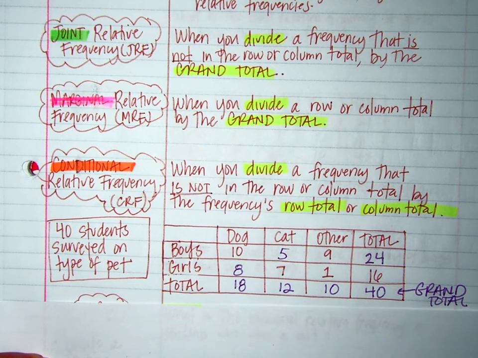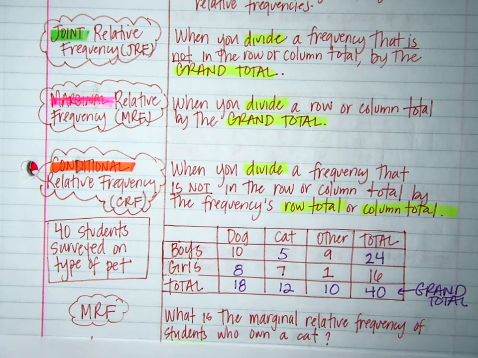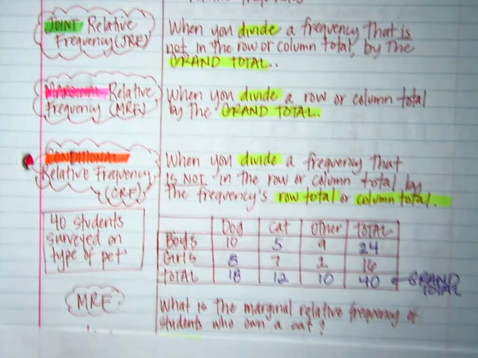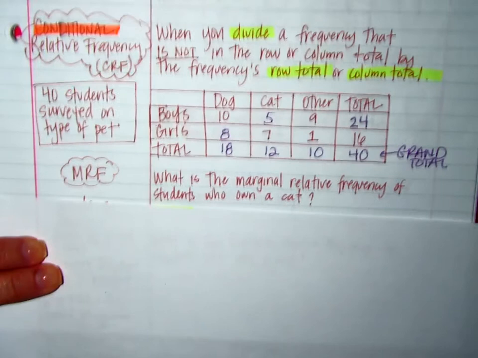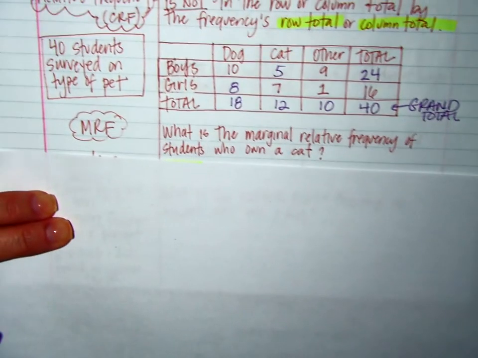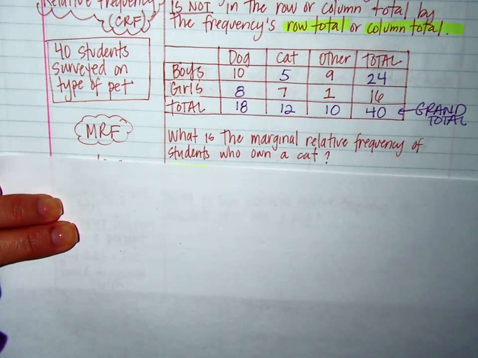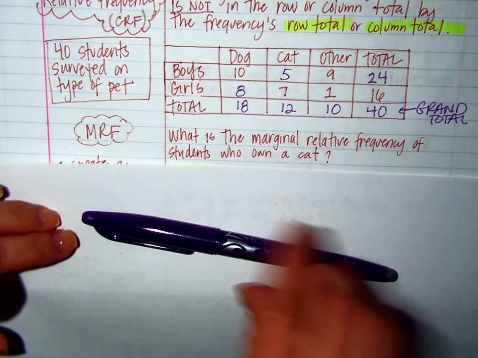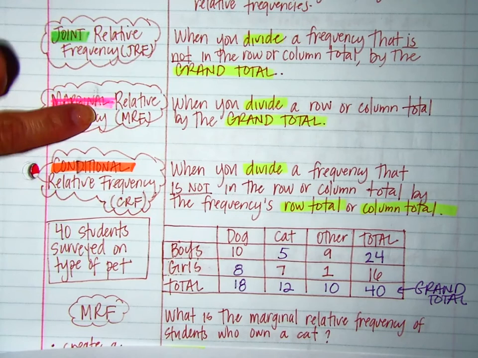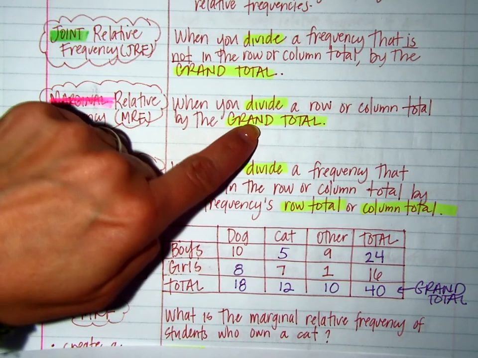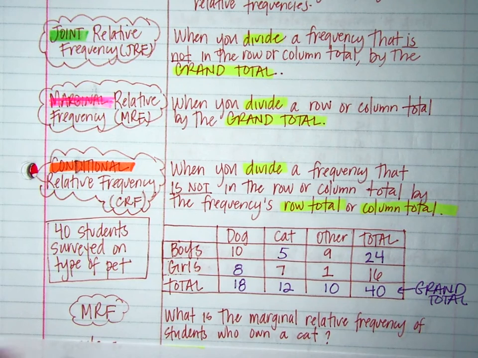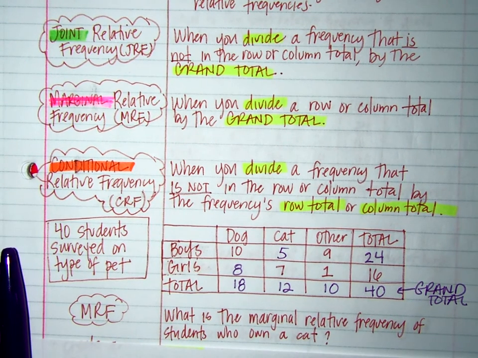Okay, so now we're going to talk about the marginal relative frequency, and we're going to call this the MRF. The question is, what is the marginal relative frequency of students who own a cat? So before I do that, I'm going to highlight my table with the colors that we have for marginal relative frequency, which were pink and yellow. My grand total is going to be yellow, and then the margins are going to be in pink.